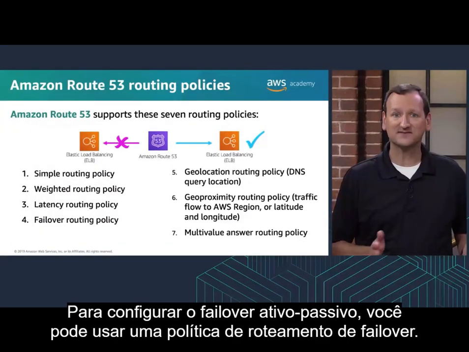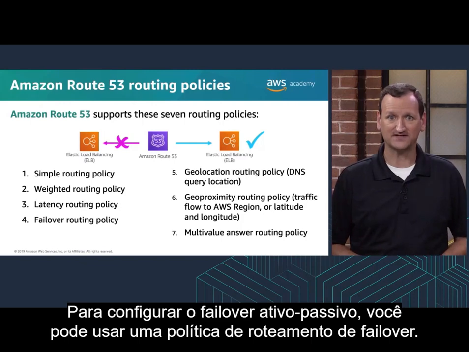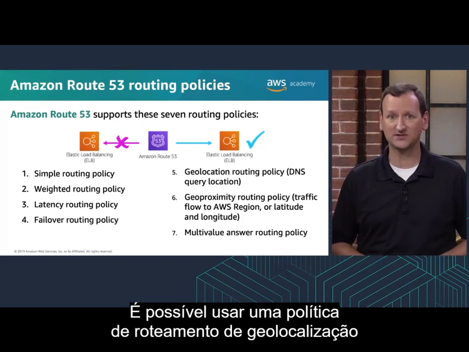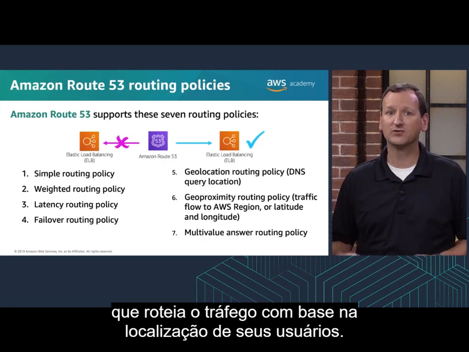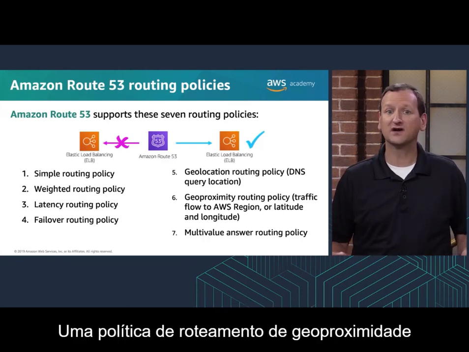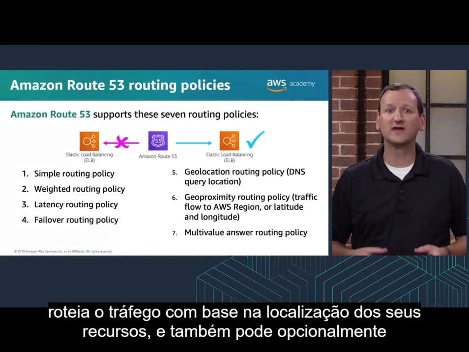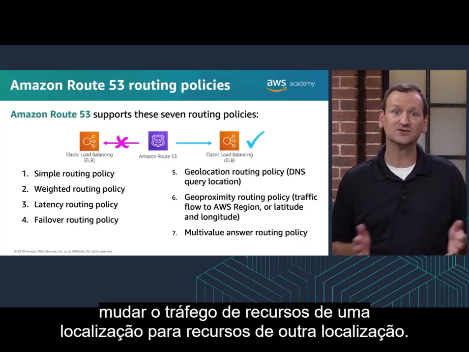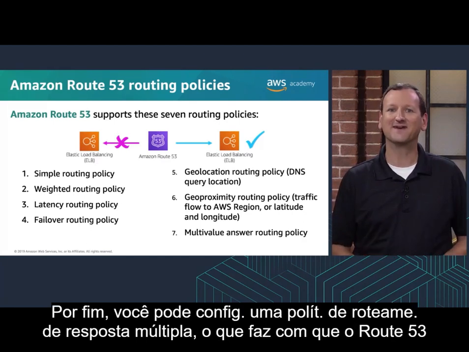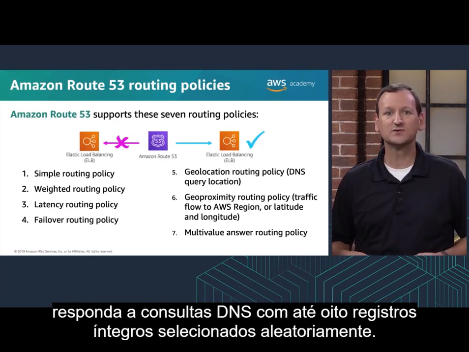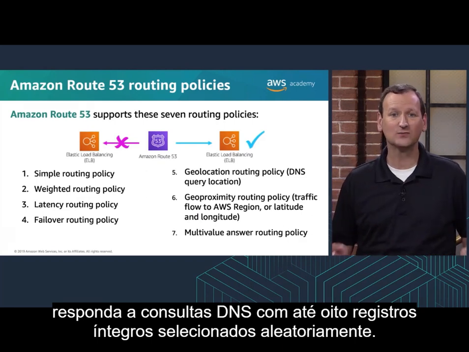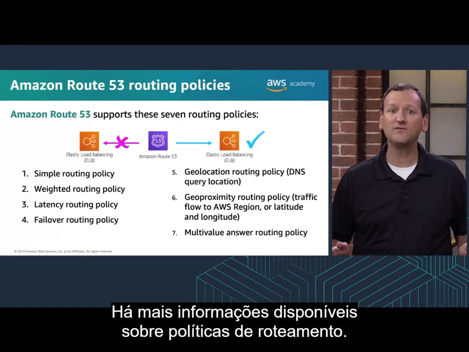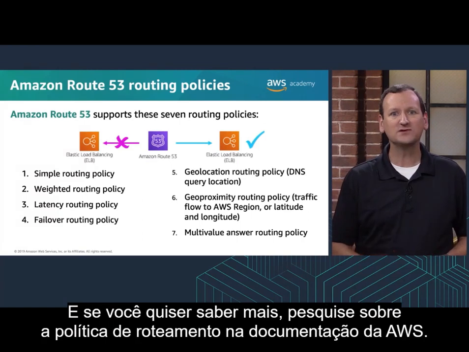To set up active-passive failover, you can use a failover routing policy. You can also use a geolocation routing policy, which routes traffic based on the location of your users. A geo-proximity routing policy routes traffic based on the location of your resources, and it can also optionally shift traffic from resources in one location to resources in another location. And finally, you can set up a multi-value answer routing policy, which causes Route 53 to respond to DNS queries with up to 8 healthy records selected at random. There's more information available about routing policies, and if you want to learn more, search for routing policy in the AWS documentation.